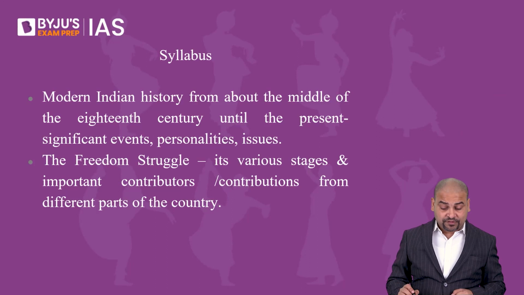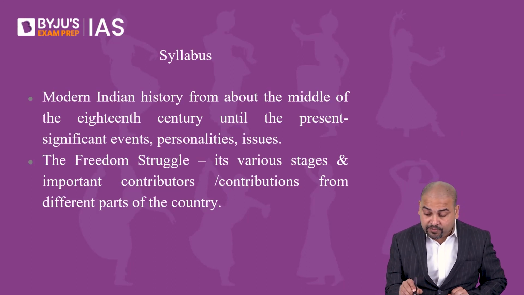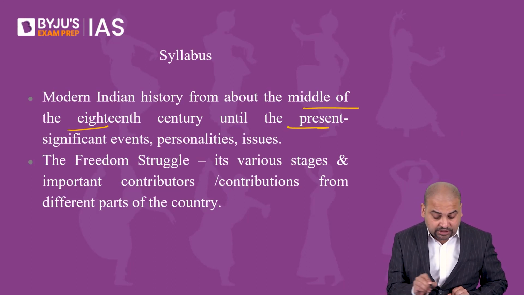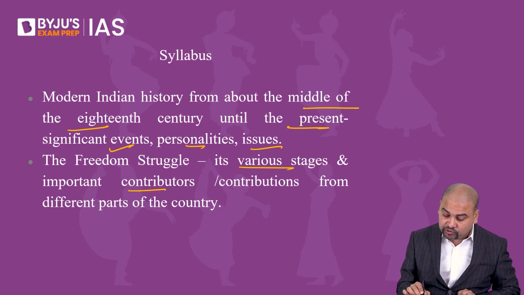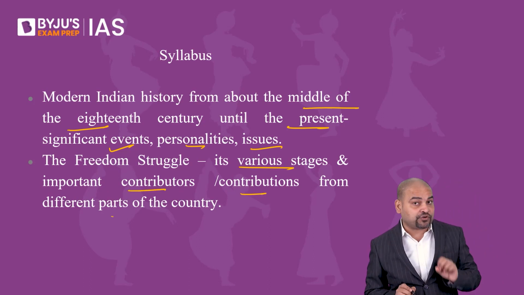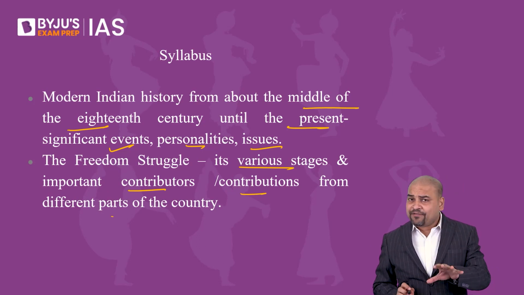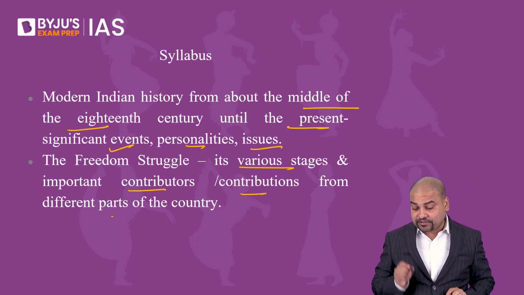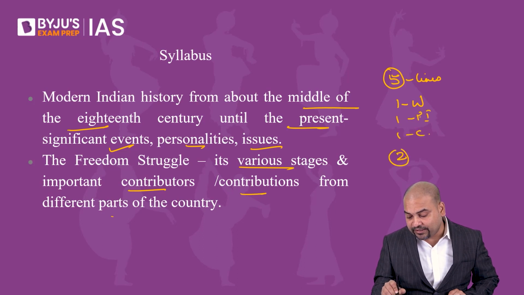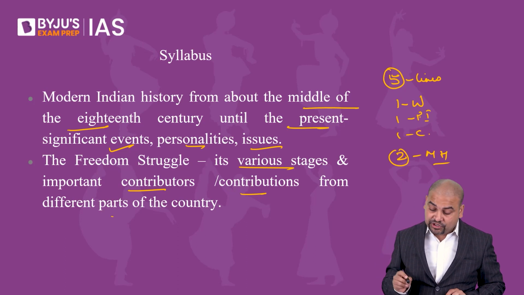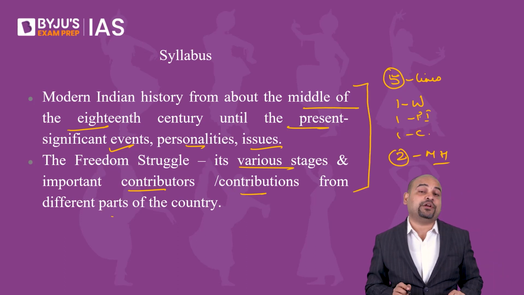As far as UPSC mains is concerned, modern Indian history from about the middle of the 18th century until the present, significant events, personalities, issues, the freedom struggle, its various stages and important contributions from different parts of the country. Now, they have clearly mentioned the syllabus. Along with that, the mains syllabus has 5 lines for history. One for world history, one for post-independence, one for culture, but 2 lines have been given for modern history, which clearly reflects how important modern history is.